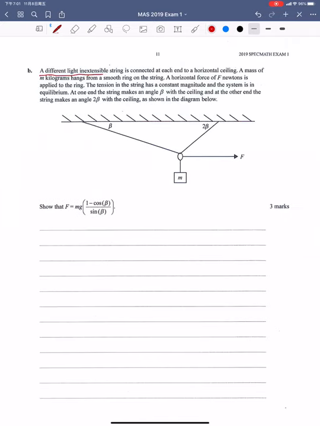A different light inextensible string is connected at each end to a horizontal ceiling. A mass of m kilograms hangs from a smooth ring on the string. A horizontal force of F newtons is applied to the ring. The tension in the string has a constant magnitude, and the system is in equilibrium. What does that mean? That means I could assume these two tensions have the same magnitude, let's say T. And I have the gravitational force, mg.